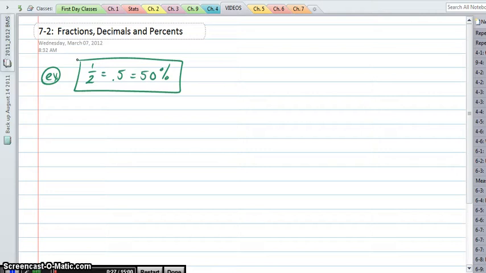So I could say half of you have brown hair. I can say 0.5 of you have brown hair, or 50% of you have brown hair, if that happened to be the case. But that's not. That was just an example.